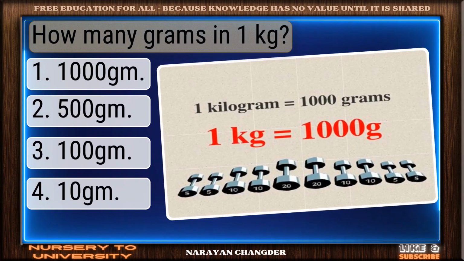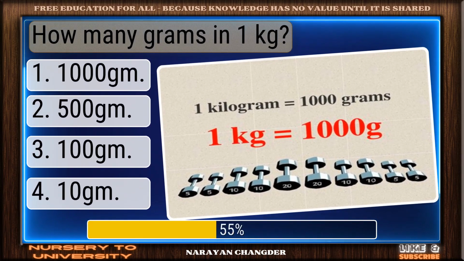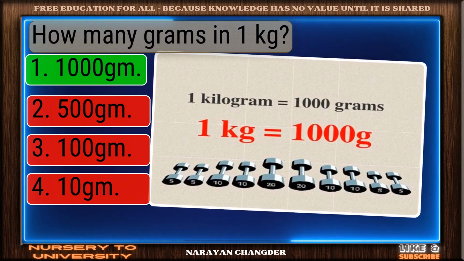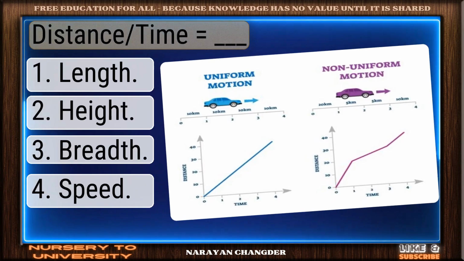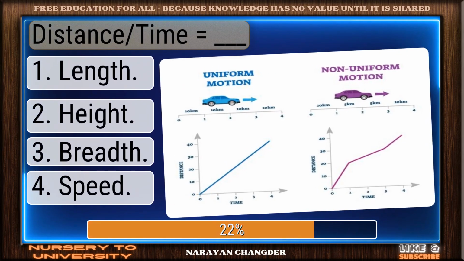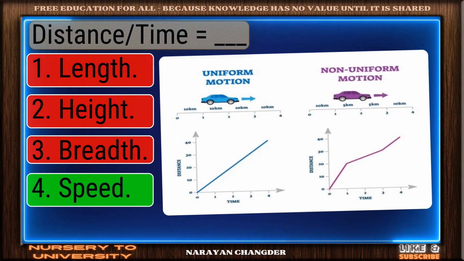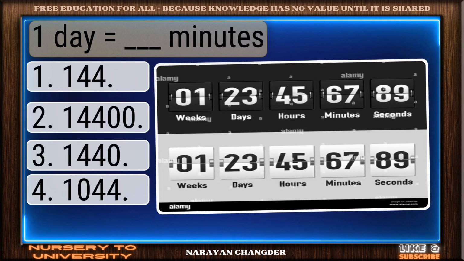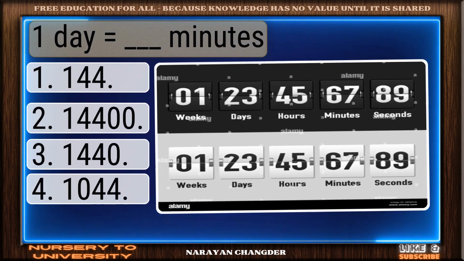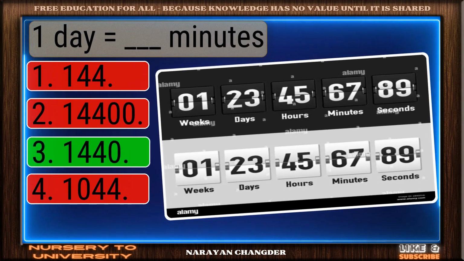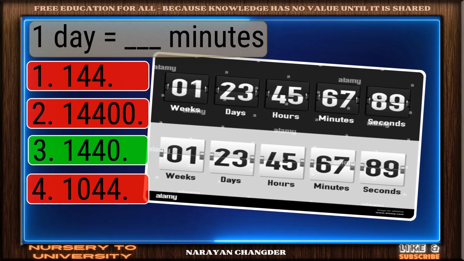How many grams in 1 kg? Perfect. 1000 g is the correct choice. Distance divided by time equal to dash. Good thinking. Speed is the right answer. 1 day equal to dash minutes. Well done. 1440 is the right choice.